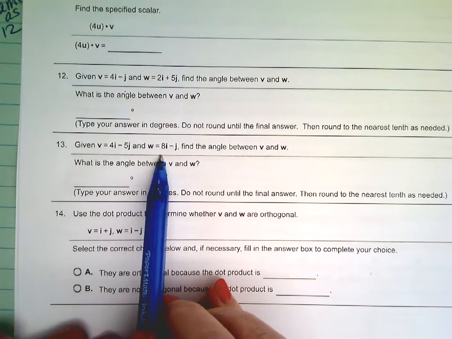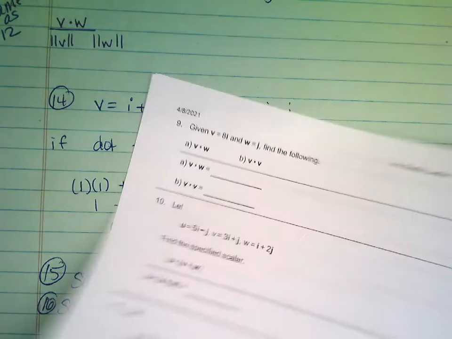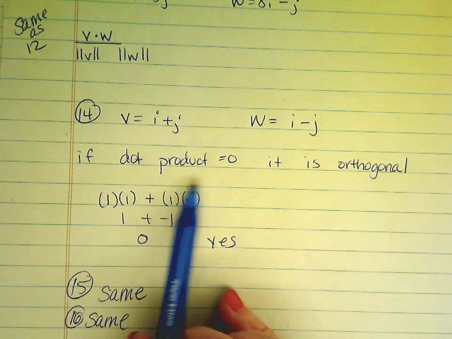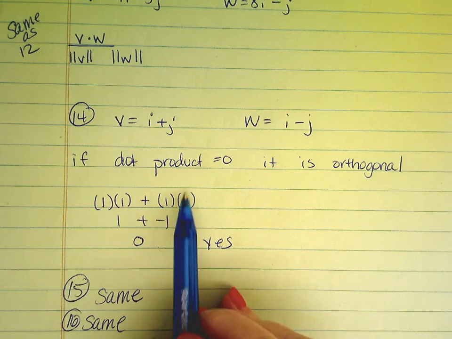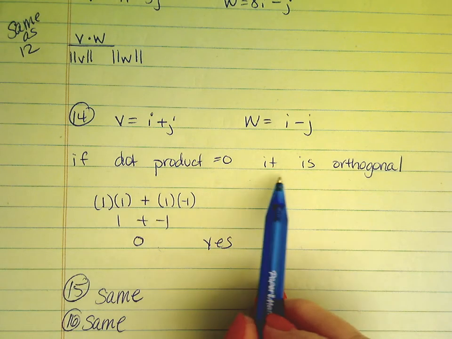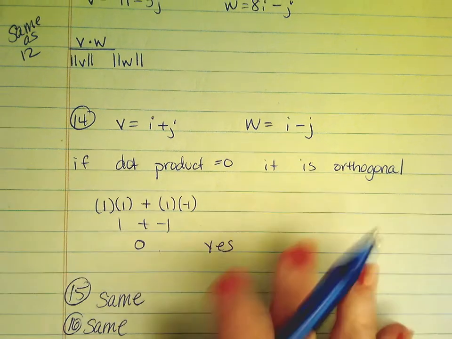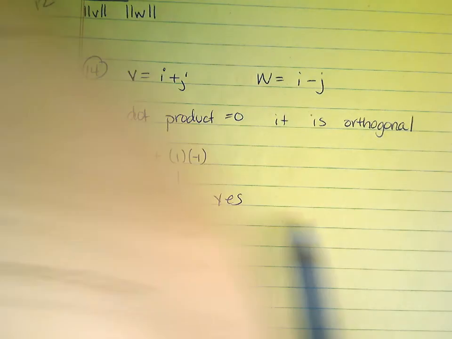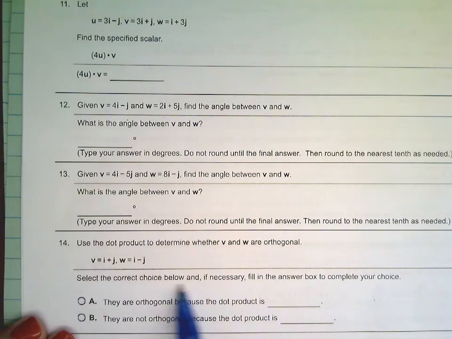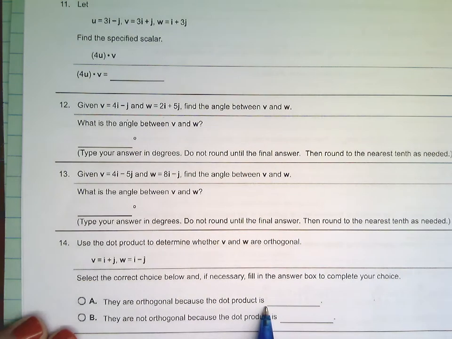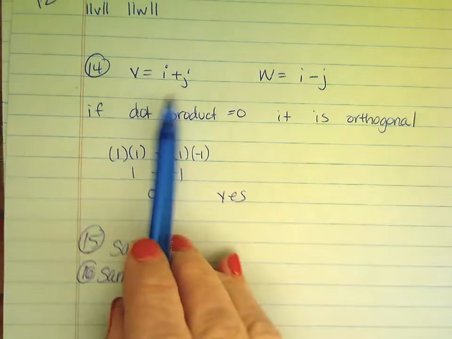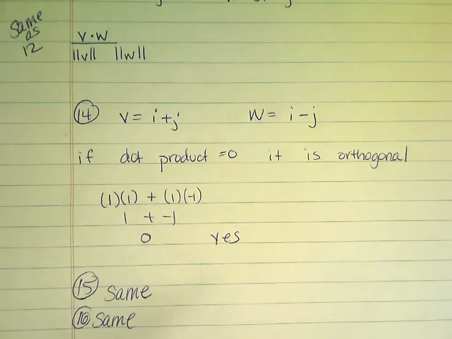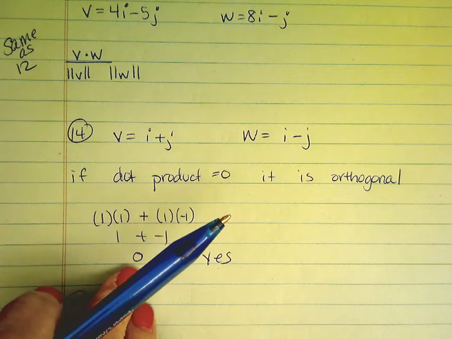13 says given the V and W vectors, find the angle between them. So this is the same problem, just a different set of numbers. And I get a dot product of 0. If the dot product is 0, it's orthogonal. So, that's 14, but 13 is the same as 12. But 14 asks you, it's orthogonal because the dot product is 0. When you find the dot product of these, it is 0. 15 and 16 will follow the same as 14.